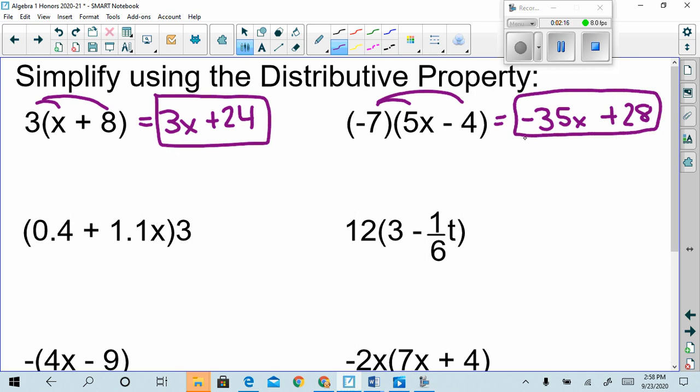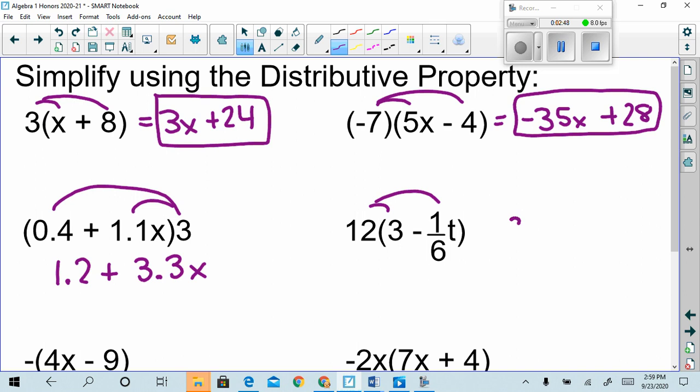Here's where I mentioned that sometimes the term to distribute is on the opposite side than we're used to. I'm still going to do what I always do. I'm going to multiply, and I'm going to see that I get 1.2 times 3.3x. Again, dealing with real numbers, I have decimals here as well as a fraction in the next. Multiplying twice, 12 times 3 is going to give me 36. And then the 12 times the negative 1/6 t is going to give me negative 2t.